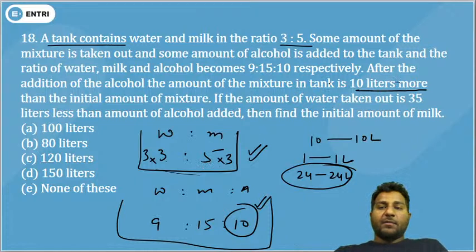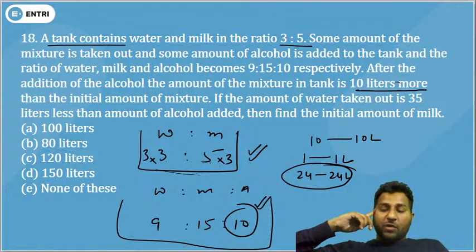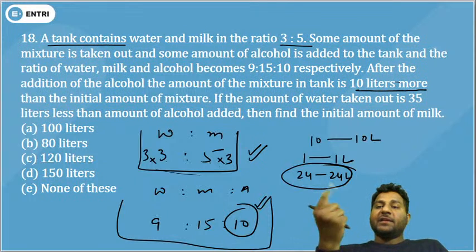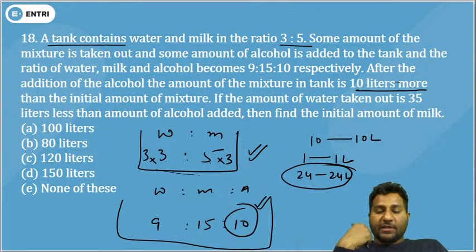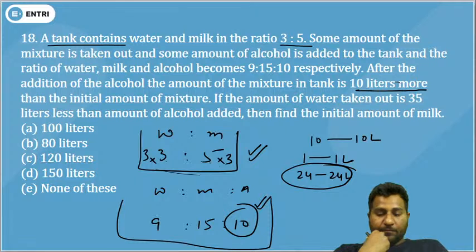But remember, if the amount of water taken out is 35 liter less than the amount of alcohol added, how are you going to solve this one? Tell me. Then find the initial amount of milk. So they are asking about the milk. 120? I don't think so. Let me check. No. Check again.